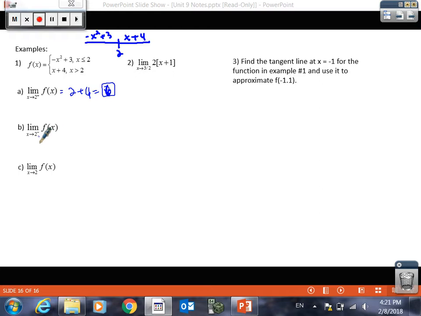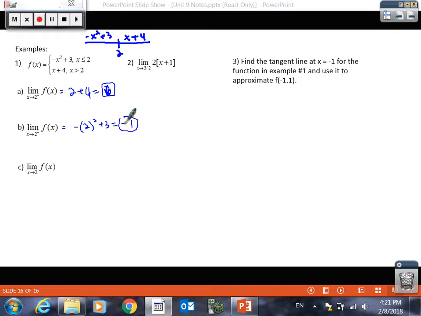Let's come from the left. So if I'm coming from the left, I'm headed this way, I would use this piece of the piecewise function to calculate this limit. So let's do that. So we'd have negative, and then I'm going to insert this 2 squared plus 3, which gives us what, a negative 4 plus 3, or negative 1.